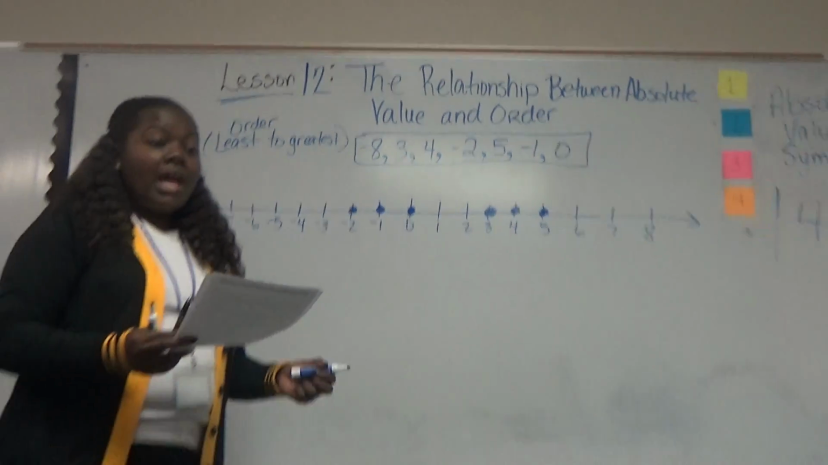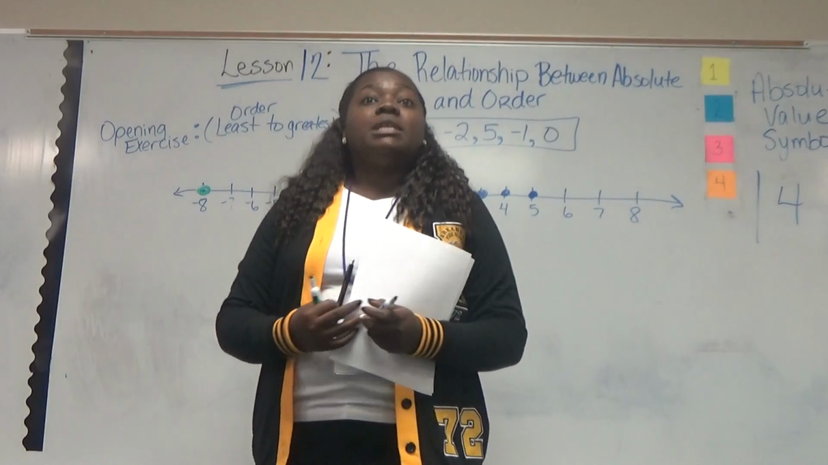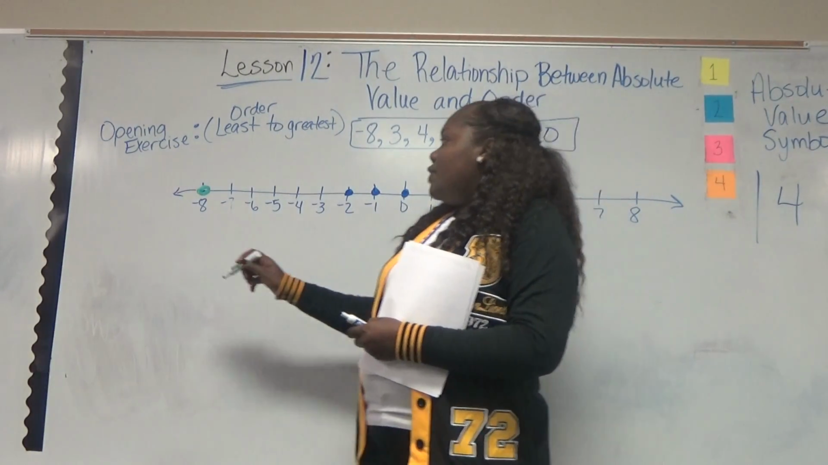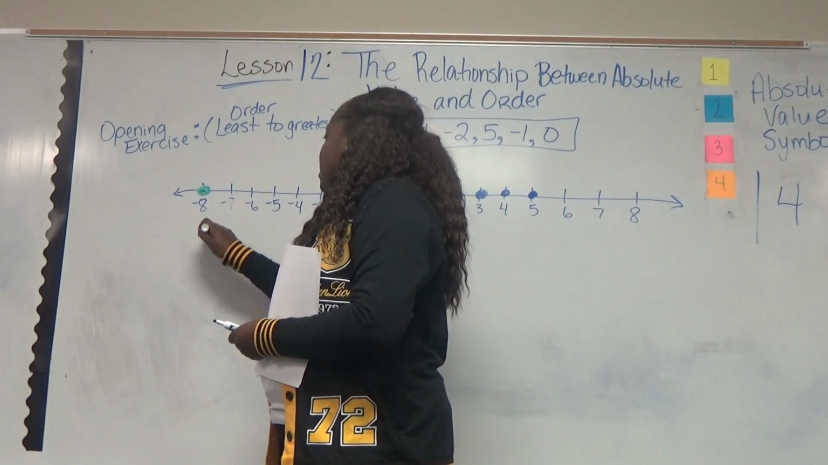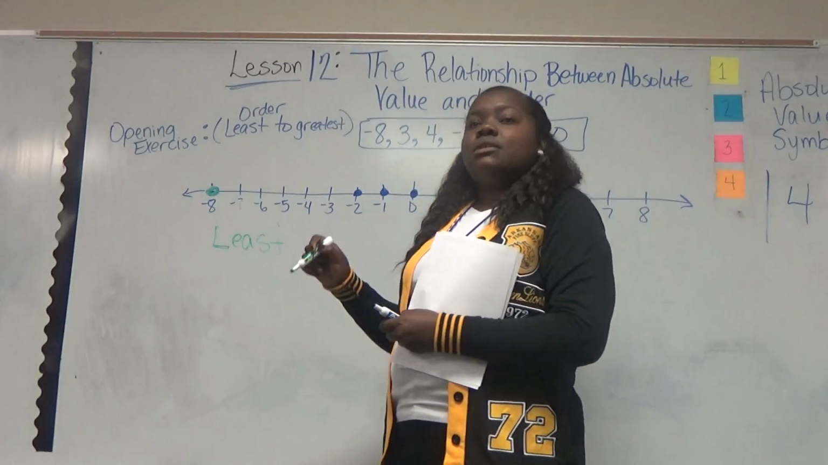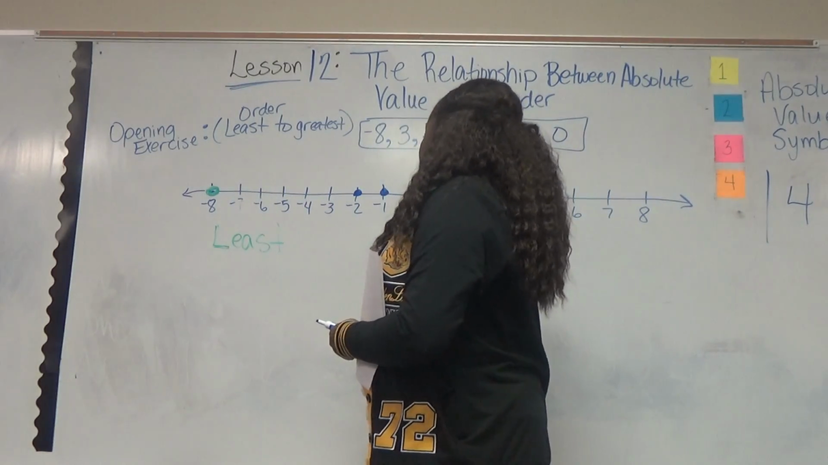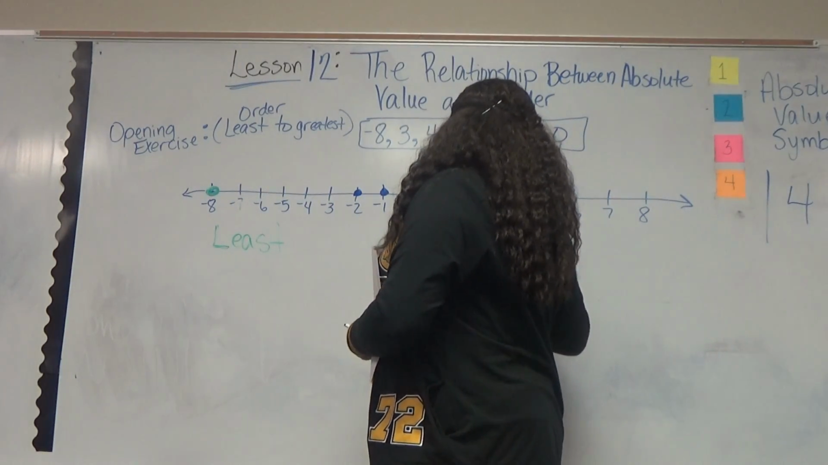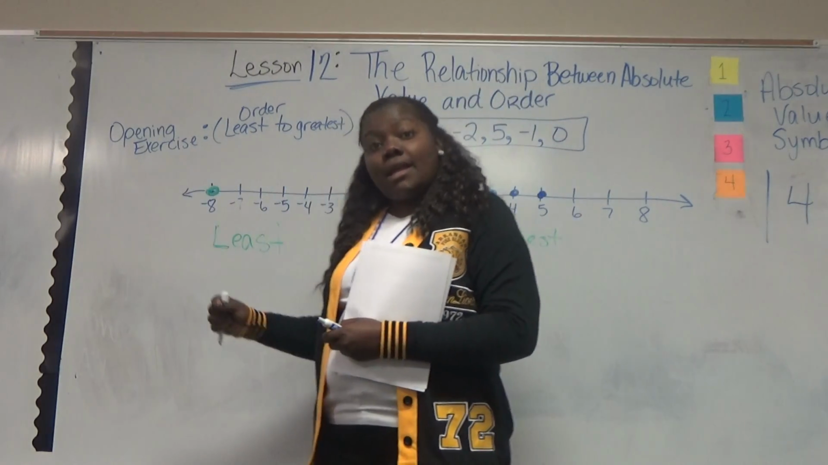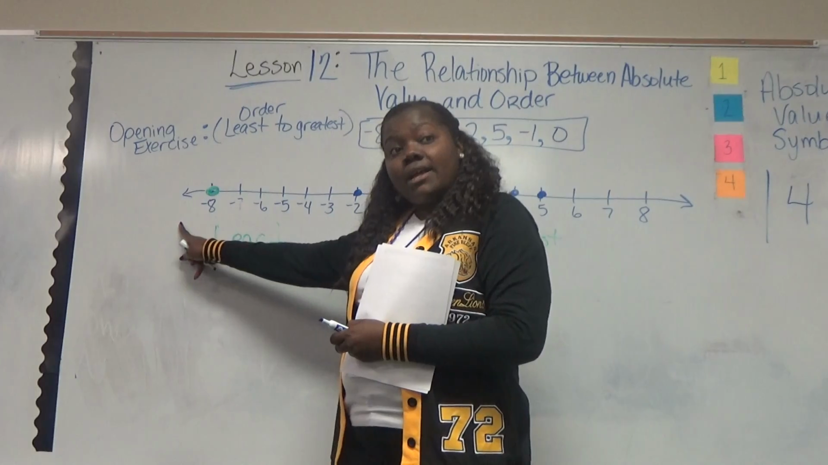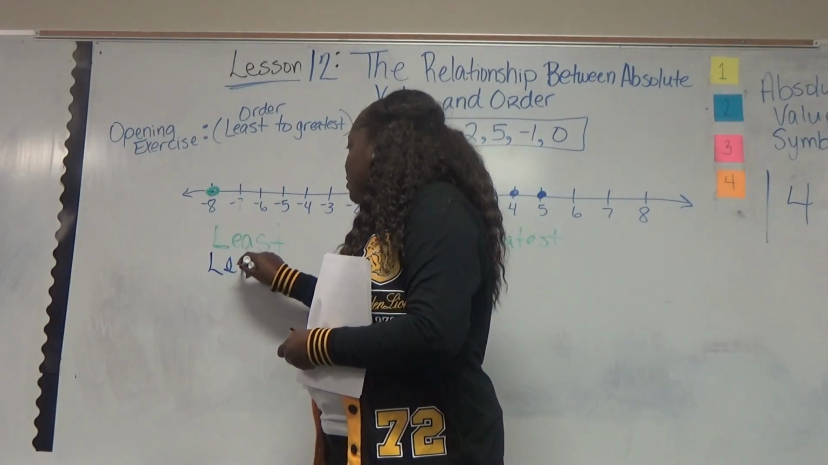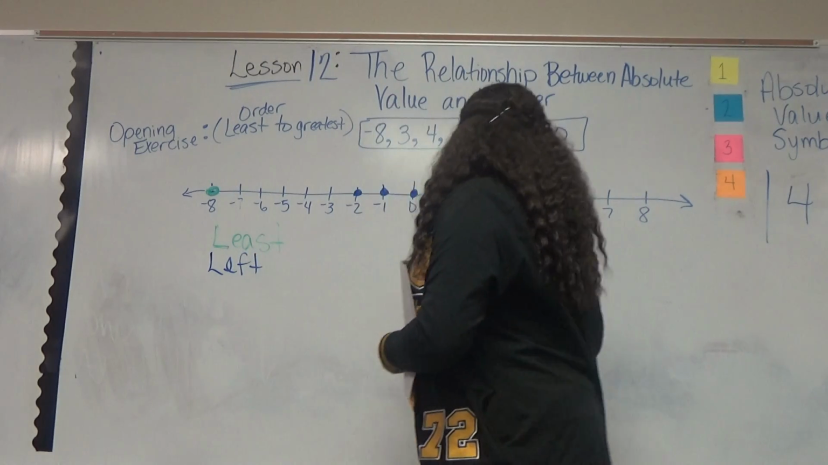So now we have to put these numbers in order from least to greatest. When we look at a number line, in order for us to put them in order from least to greatest, you start on what side, Chalise? Left. So when I want to put them in order from least to greatest, left to right, you look at your number line and you pull them straight down from the left side to the right side.